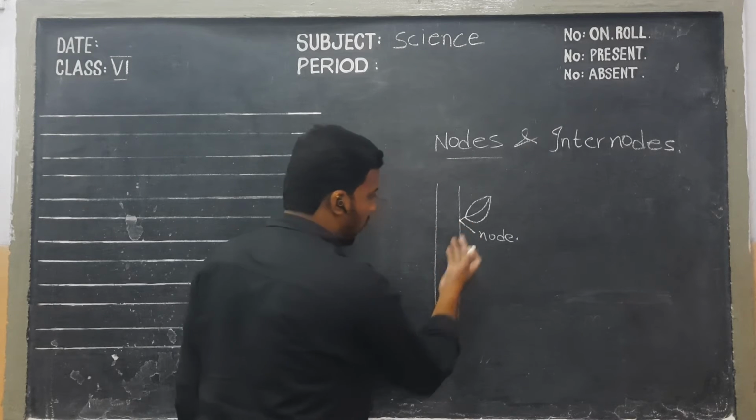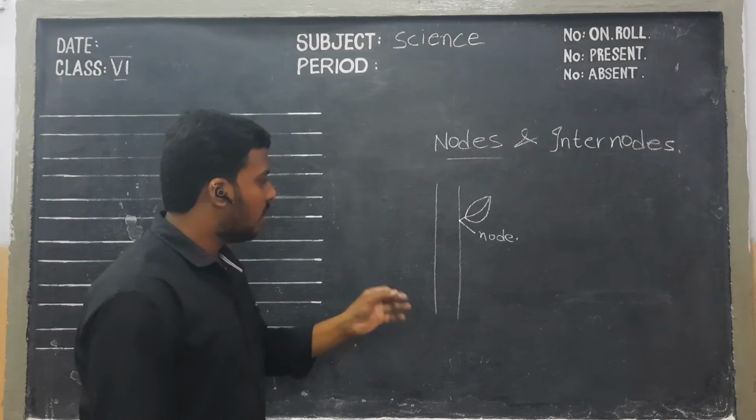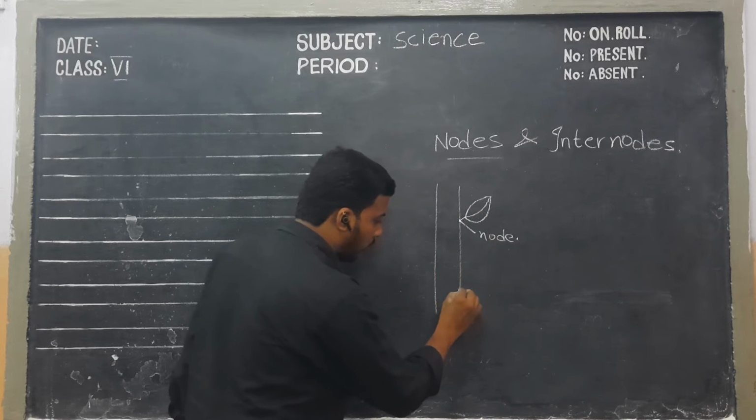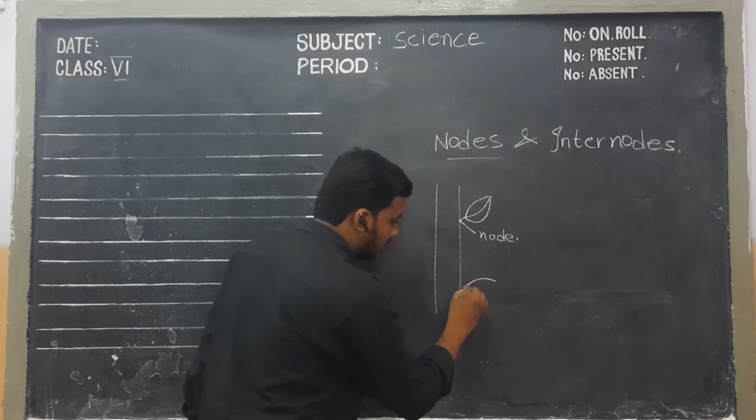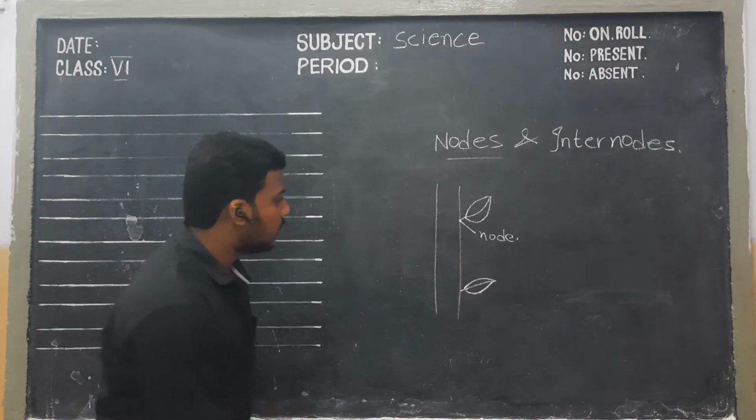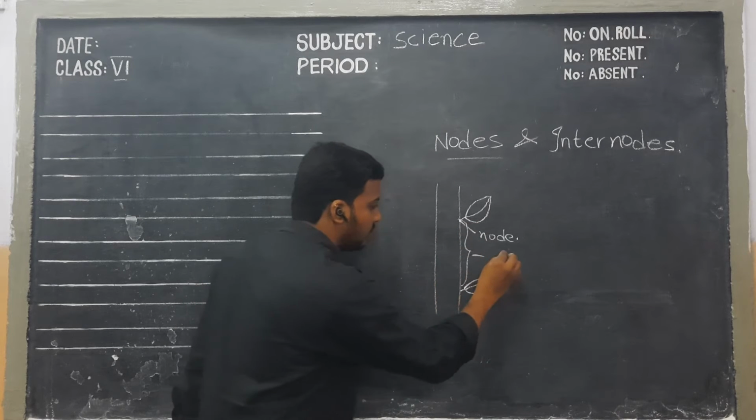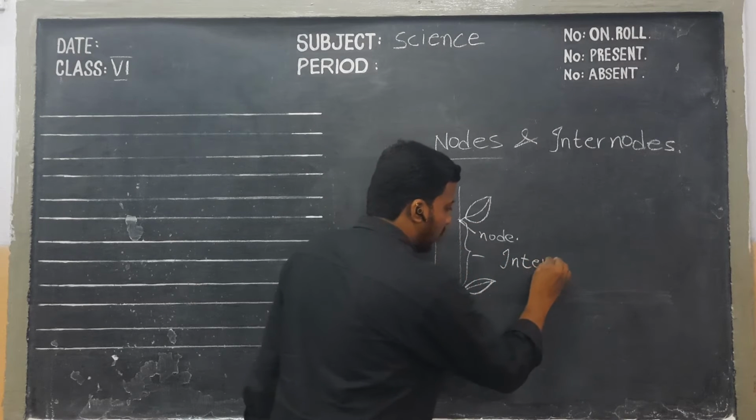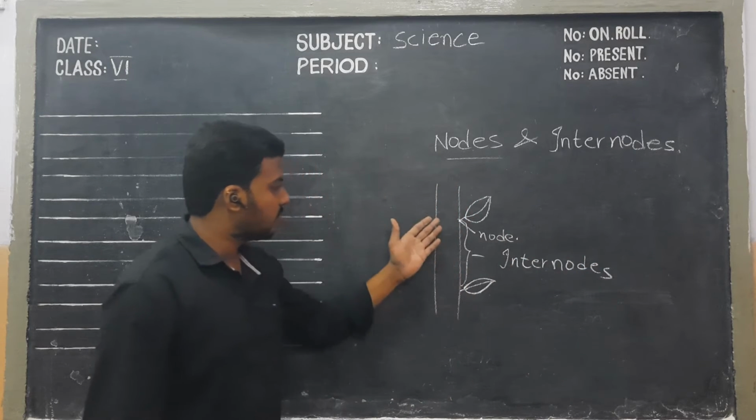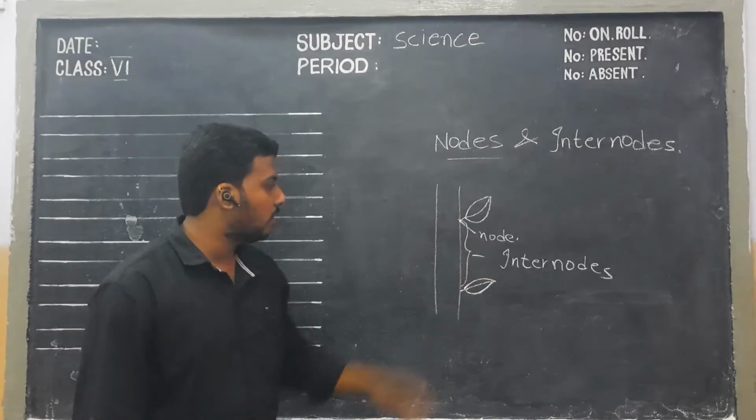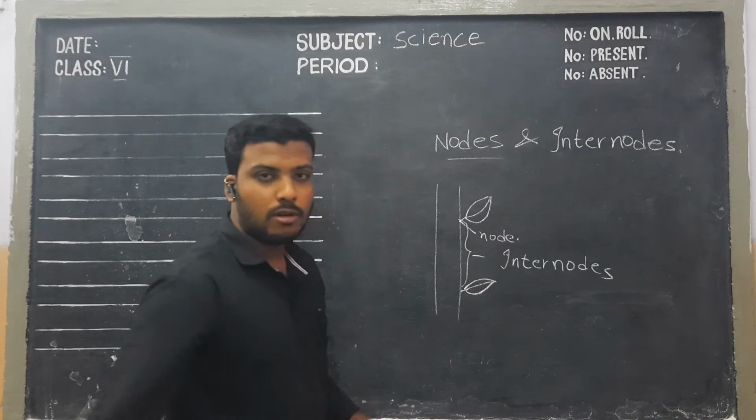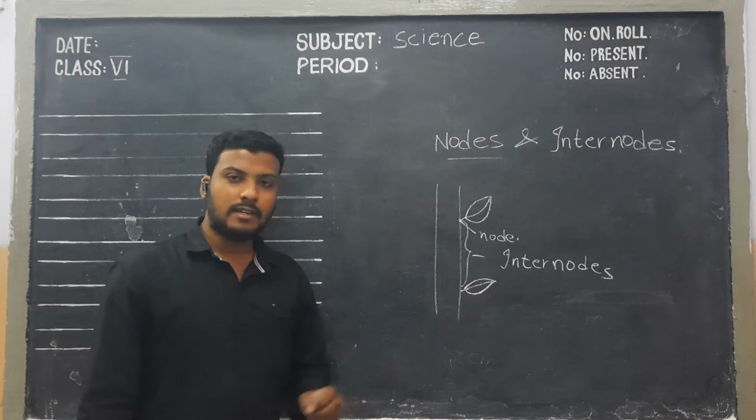Suppose here one leaf has arisen, and from there, farther along, one more leaf has arisen. So in between these two leaves, the successive length we can call the internode. This is about nodes and internodes. The part of the stem where the leaf grows is called a node, and internode means the part between two successively arising leaves.